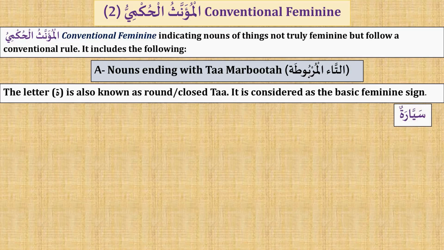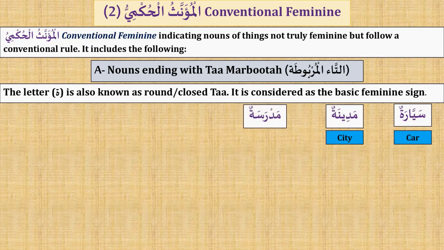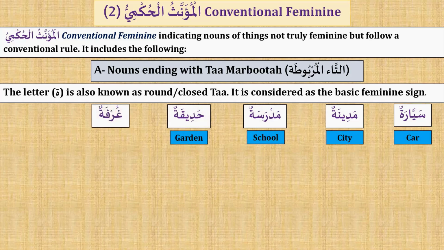Examples: sayyaratun, car. Madinatun, city. Madrasatun, school. Hadiqatun, garden. Ghurfatun, room. And shajaratun, tree. They are considered to be feminine because they end with ta marbuta, round ta.